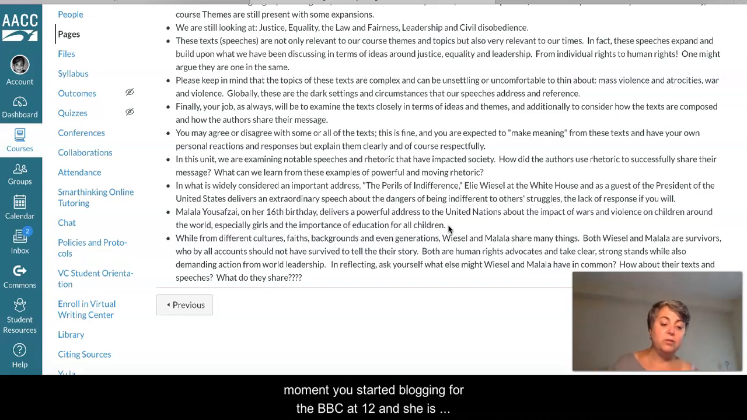She started blogging for the BBC at 12, and she is the youngest recipient of the Nobel Peace Prize, and she also spoke to a global audience at the United Nations, the UN, on her 16th birthday. So these two individuals, Elie Wiesel and Malala Yousafzai, are widely respected and regarded for their human rights work, advocacy, and activism, and have amazing stories in and of themselves.